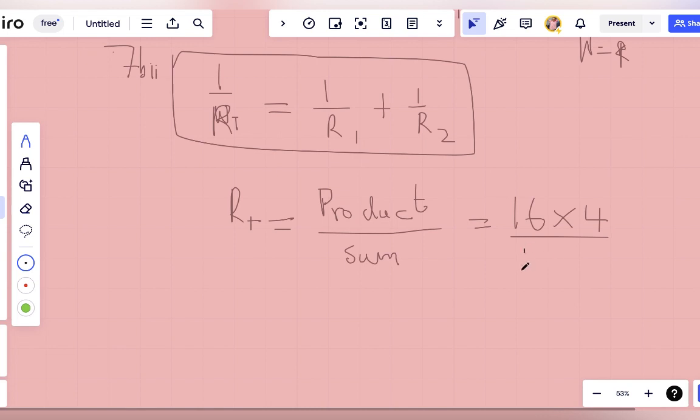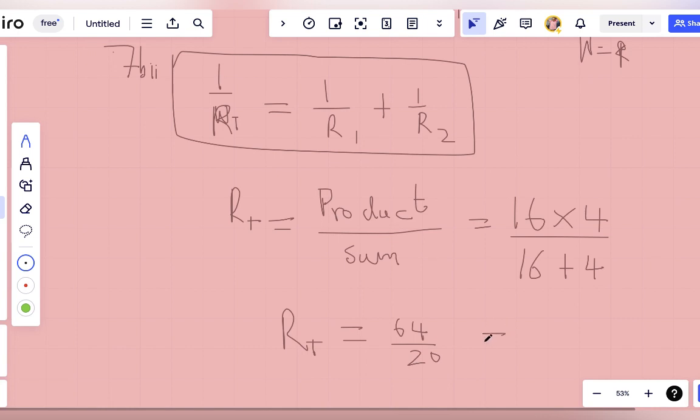So we just multiply and then we add. At the bottom we say 16 plus 4. So 16 times 4 is equal to 64. So we say 64 divided by 20. We'll get 3.2. We'll get 3.2 ohms.